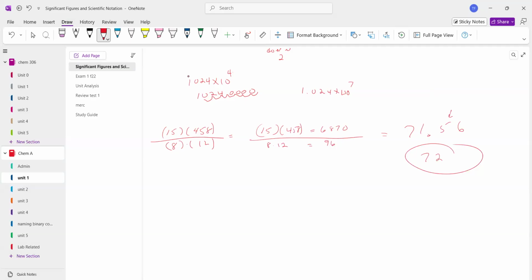So the way to do it in your calculator is to go 15 times 458, hit the divide key, 8, hit it again, 12, enter. So there's no writing down intermediate steps at all. Much more accurate, less prone to mistakes. So anything on the bottom, hit the divide key. Anything on top, you hit the multiply key.